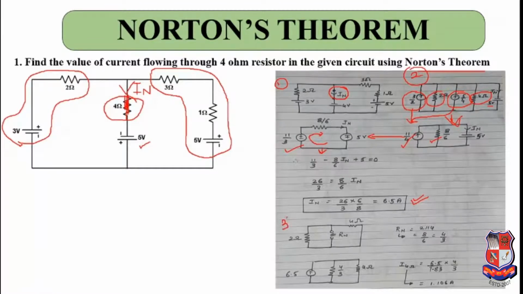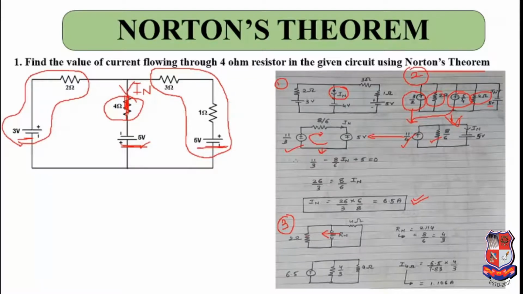Now the third step is you need to find Norton's resistance or Thevenin's resistance. So to find Thevenin's resistance, you need to remove all the independent sources which are present in the circuit. So over here this 3 volt, this 5 volt and this 5 volt, these are the independent sources which are present. So these all are short circuited because they are voltage sources, and from there we have to see. The load is open circuited and from there you have to observe Norton's equivalent resistance.